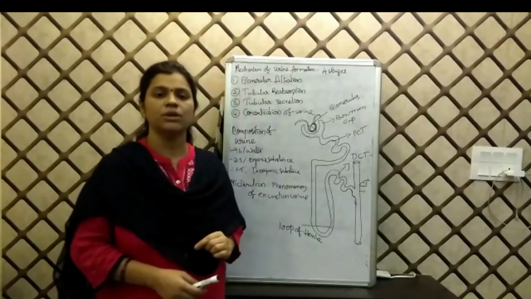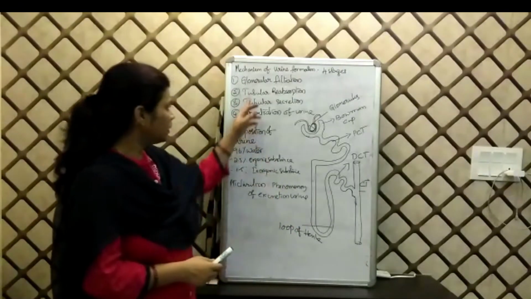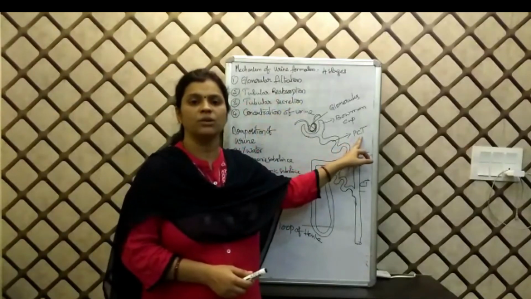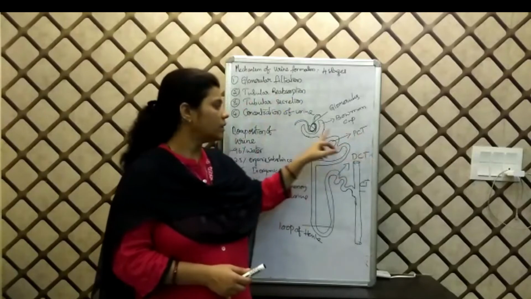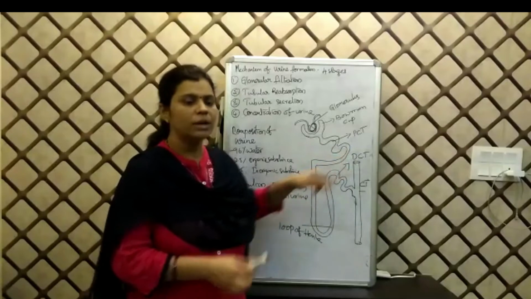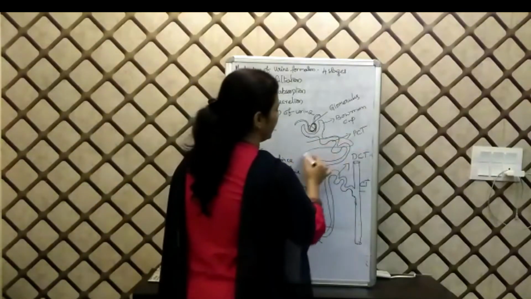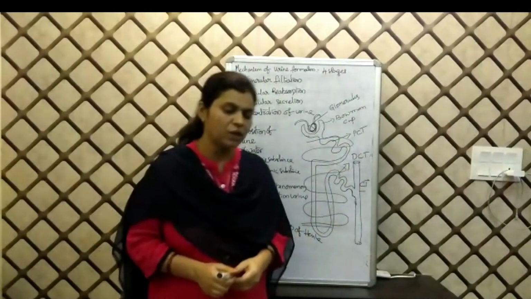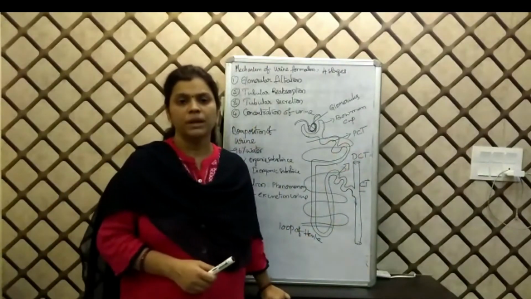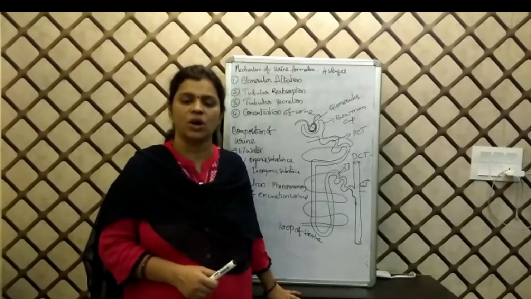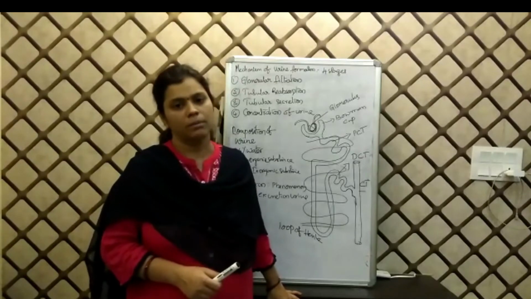Now the second step in urine formation is tubular reabsorption, which takes place near the proximal convoluted tubule, the PCT, where the primary urine filtrate is coming down. Because of the peritubular network surrounding the nephron, the peritubular network will absorb maximum useful substances like glucose, amino acids, fats, salts, etc. from the primary urine and take them back into the blood.